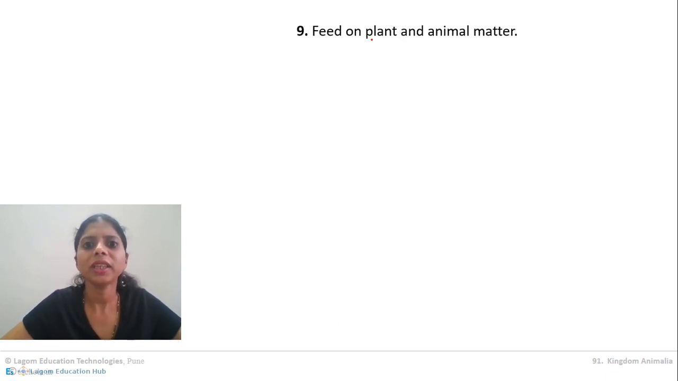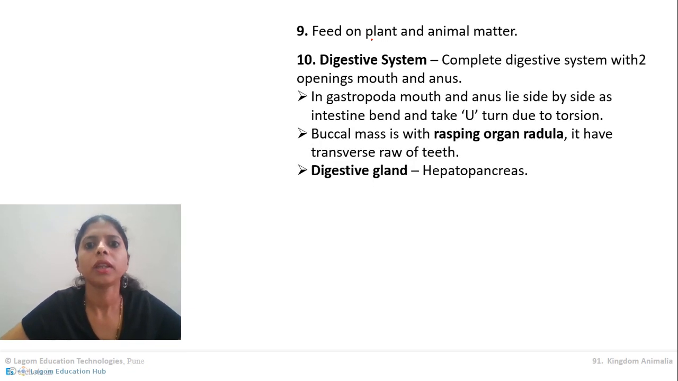Next, these animals feed on organic matter. They may be benthic animals which stay at the bottom of the ocean and obtain food that comes down to the ocean floor, or they can capture food. Octopus is a carnivorous animal, it captures food. Next is the digestive system. They have a complete digestive system, and some of them, specifically Gastropoda, have a U-shaped digestive system, with mouth and anus lying side by side.